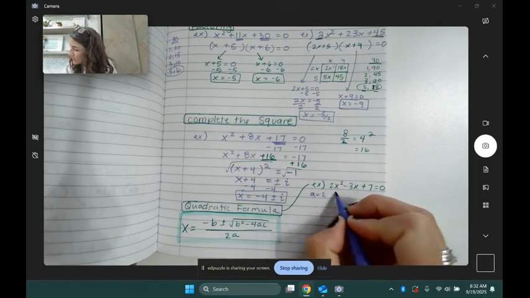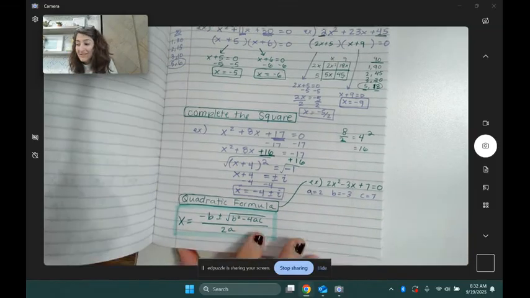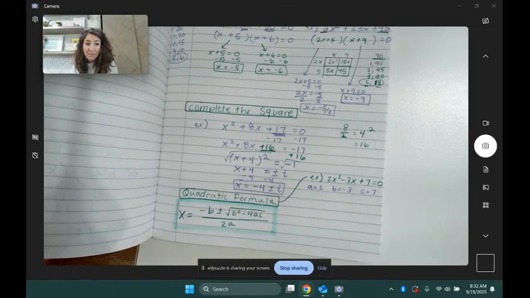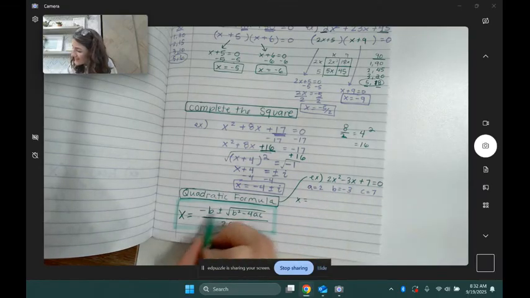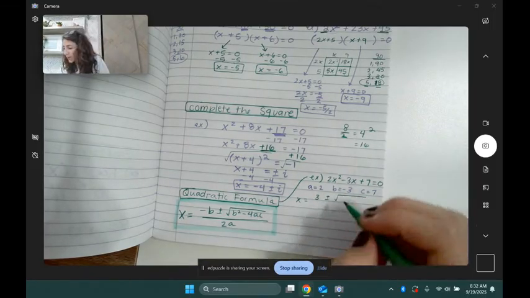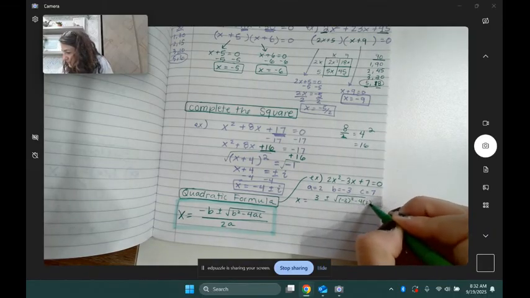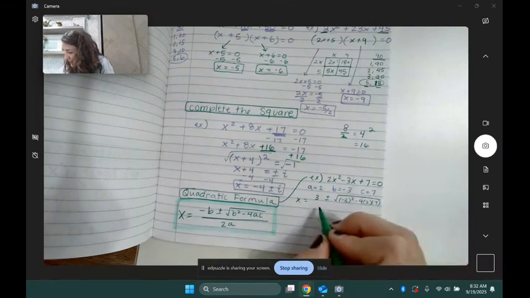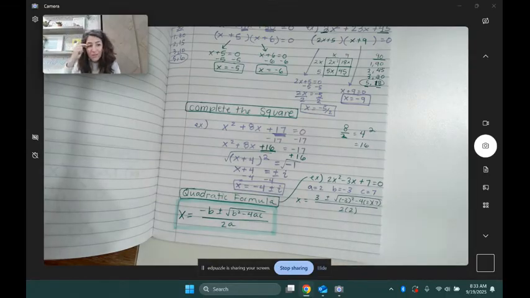A is 2, b is negative 3, and c is 7. The only step is to plug it in and simplify. So let's carefully plug these in. X equals negative negative 3, so that's 3, plus or minus the square root of negative 3 squared minus 4 times 2 times 7. I sing it to Pop Goes the Weasel. There's also a London Bridge version. All over 2 times 2.